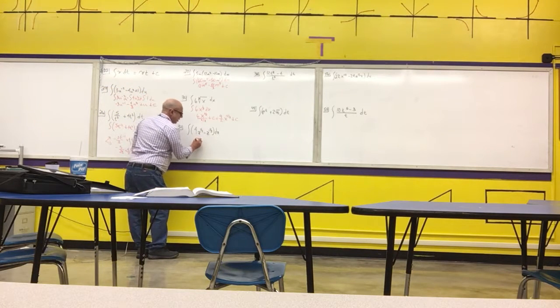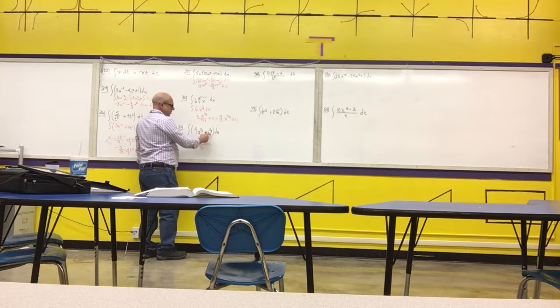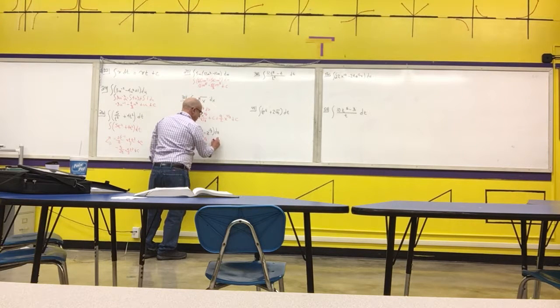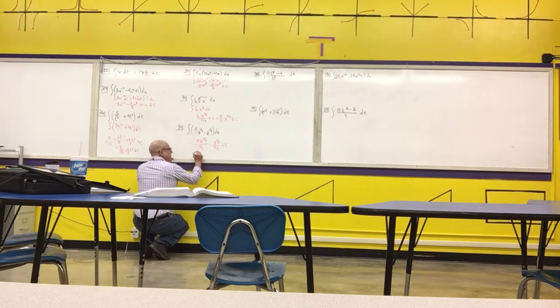Add 1 to the exponent. I get 4 thirds. Divide by the new exponent. Add 1 to the exponent. Negative 1/3 plus 3 thirds is 2 thirds. Divide by the new exponent. Now I'm going to add plus c. Now I'm going to simplify. 4/3 times 3/4 is just 3. So this becomes 3z to the 4/3. This will become minus 3/2 z to the 2/3 plus c.